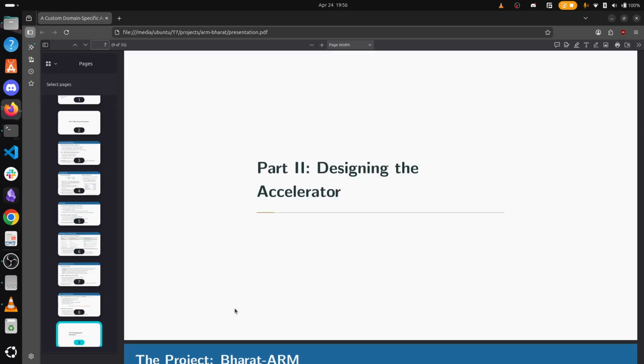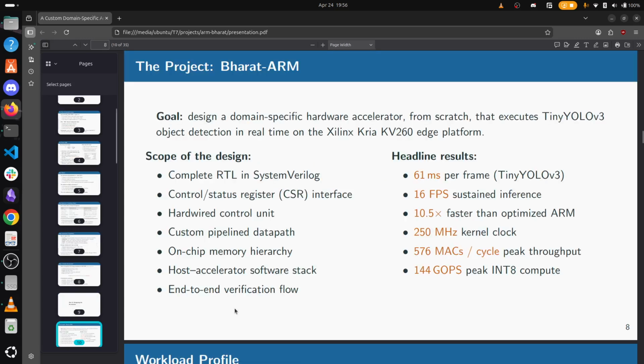Now here is the accelerator that I designed using System Verilog. I wrote the complete RTL code in System Verilog end to end. My accelerator follows a control status register interface, which means my accelerator has certain special registers which are telling the accelerator what operation to perform and what are the parameters for these operations. These are similar to the special registers that we see on microprocessors, like the program counter, stack pointer. So my accelerator also has some special registers.